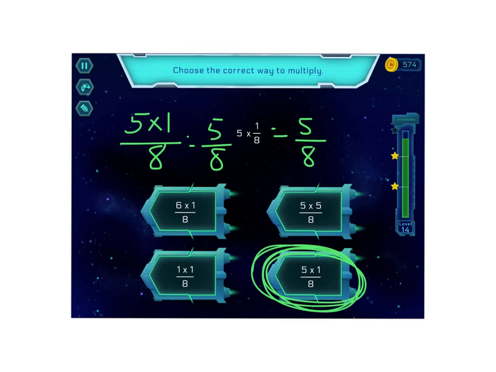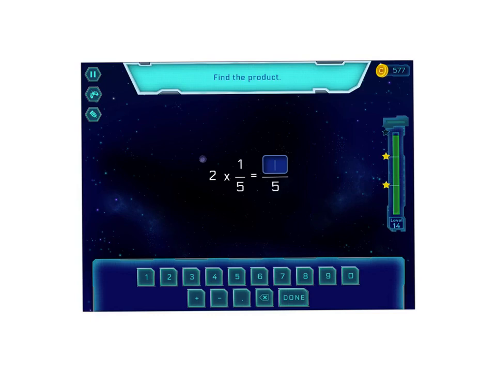So instead of writing 1/8 plus 1/8 plus 1/8 plus 1/8 plus 1/8 5 times, they're just saying, hey, all I have to do is the whole number times the numerator, and leave that denominator the same. Much quicker way. Here it is again. We can practice your parents' way. Whole number times numerator is 2. The answer is 2/5.